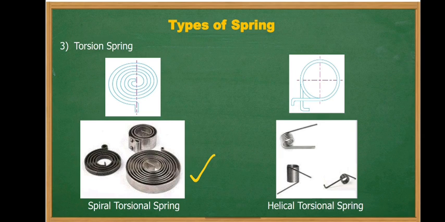Second is helical torsional springs. These springs are manufactured by winding a wire like a compression spring and load is applied tangentially. So this is the helical torsional spring. Helical torsional springs are used in door hinges, automobile starters, clutch levers or mouse traps, etc.